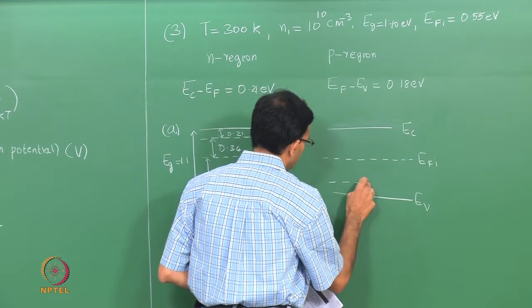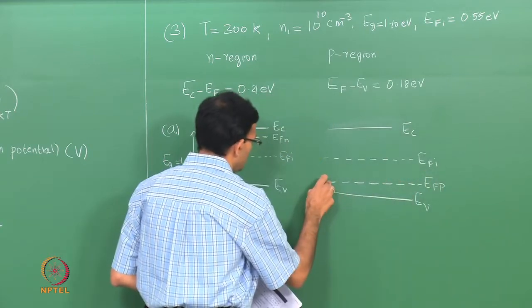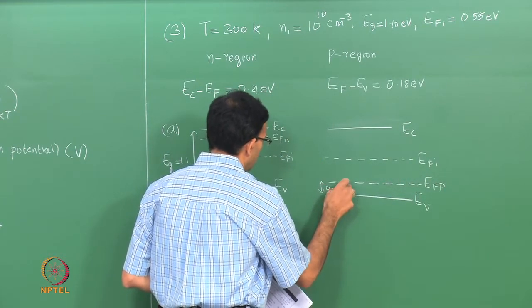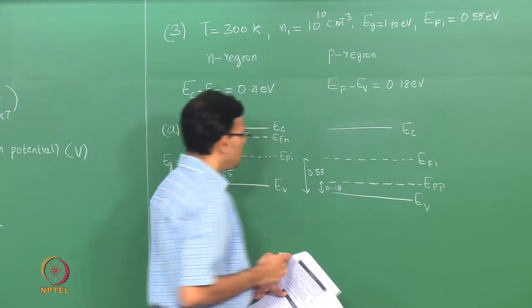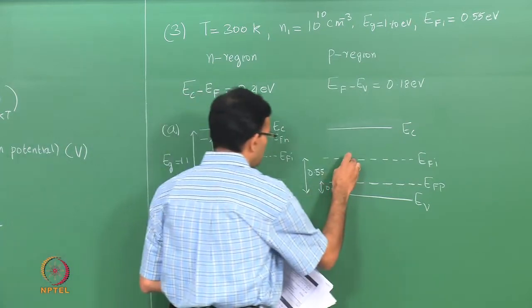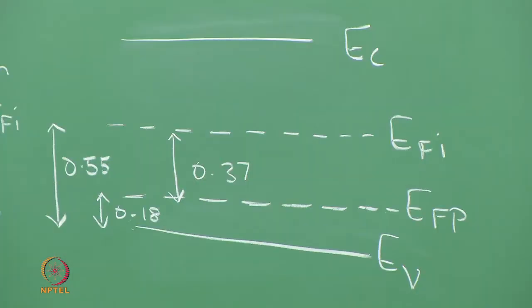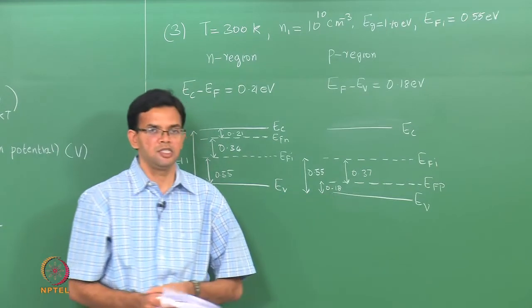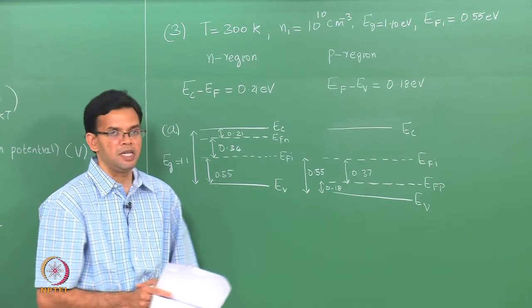So, EFP is 0.18 from EV. So, EFi to EV is 0.55, so that this height is nothing but 0.37. So, this is 0.55, this is 0.18, this is 0.37. So, we have the energy band diagrams of the N and the P region separately. We can put them together and draw the energy band diagram of the P-N junction.